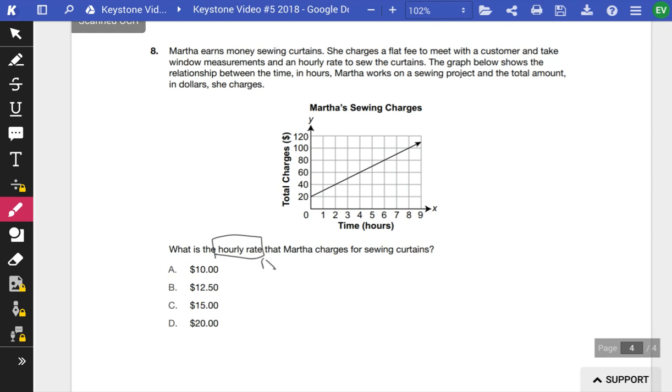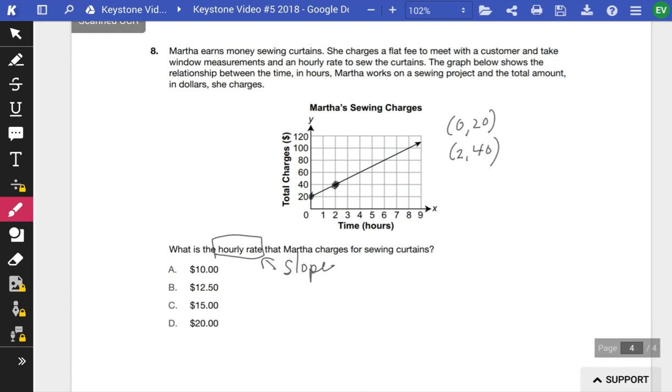Well, rate is another word for slope. If we analyze our graph just a little bit, we see Martha starts at 20, so that really means that Martha charges $20 just to come to your house and take measurements and everything. So the next important information, we got a nice point here at 2, 40. Okay, and our other point is at 0, 20.